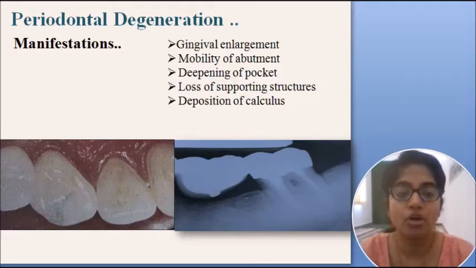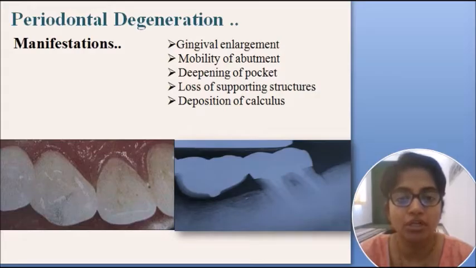Now coming to the periodontal degeneration. The periodontal degeneration manifests in the form of gingival enlargement, mobility of the abutment, deepening of the pocket, loss of supporting structures, deposition of calculus. So these are the signs and symptoms.